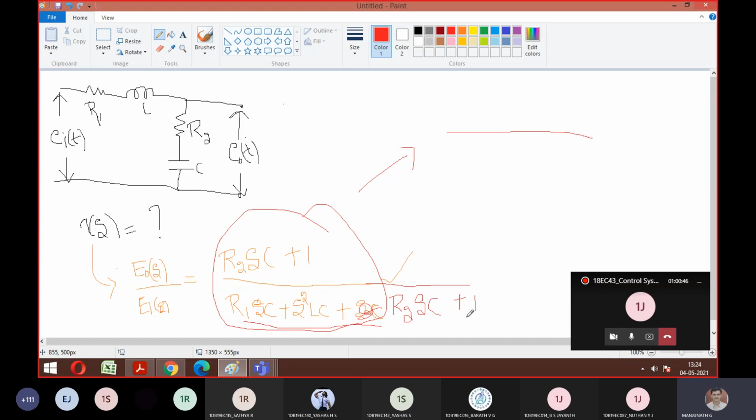Is it okay till here? Everyone? Yes, sir. So you can conclude this is the answer you got. So you can stop. No need to worry about any simplification. You just get the ratio of output by input. That itself is a transfer function. So I hope you got the idea now.